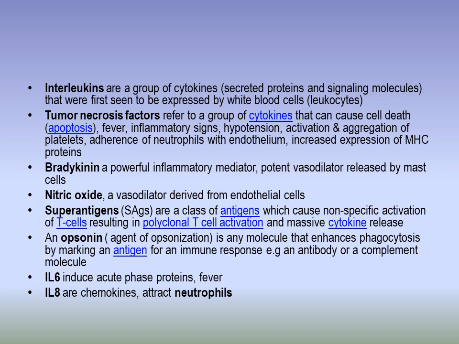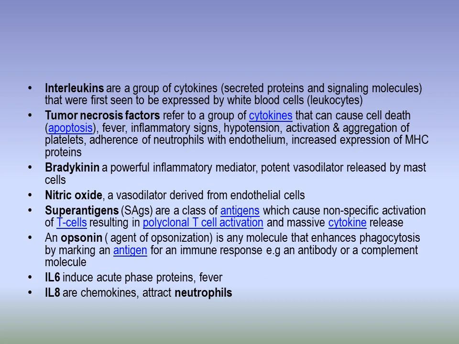Now you would know about different factors that are released in an immune response. That would include interleukins, which are cytokines usually released by white blood cells. Then we have tumor necrosis factor, which refers to a group of cytokines that can cause cell death, fever, inflammatory signs, hypotension, activation or aggregation of platelets, adherence of neutrophils to endothelium, and increased expression of MHC proteins. All these are effects produced by TNF. Then we have the vasodilators, which are bradykinin and nitric oxide.